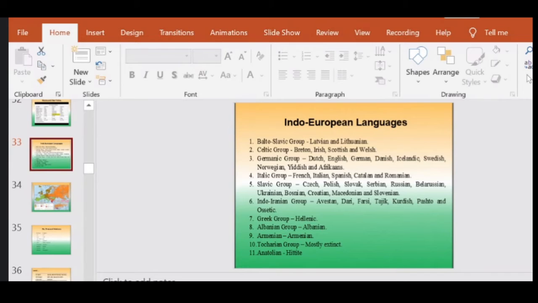Then comes the Indo-Iranian group, that is Avestan, Dari, Farsi, Tajik, Kurdish, Pashto and Sanskrit. Then the Greek group is Hellenic, the Albanic group is Albanian, the Armenian group is Armenian. Then the Tocharian group is mostly extinct, it doesn't exist anymore, and then Anatolian is Hittite. But the last two groups don't exist very much these days. The remaining 9 groups are existing and they have their origin from the Sanskrit language. Sanskrit is the mother of all these languages.